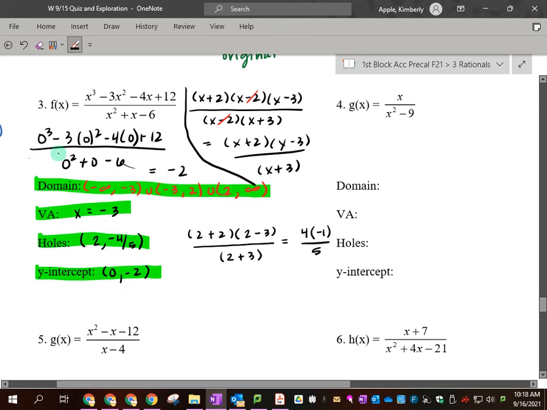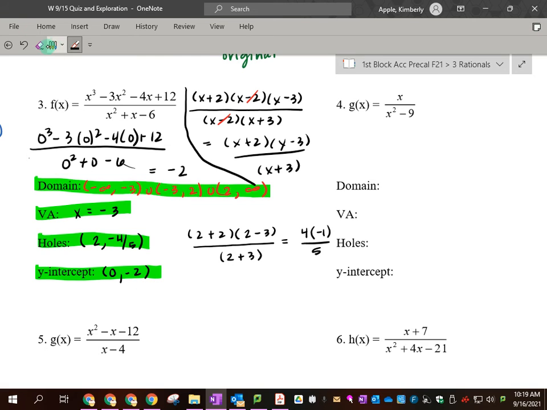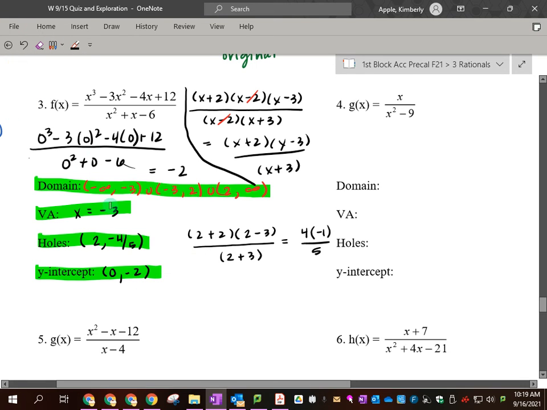Then I went back and to find the y-intercept, I plug in a 0 for every x in the original function. And I ended up with 12/-6, which just gives me -2. So that's 0, -2 for the intercept. And then finally, I went back and I wrote my domain using these values that get interrupted, right?